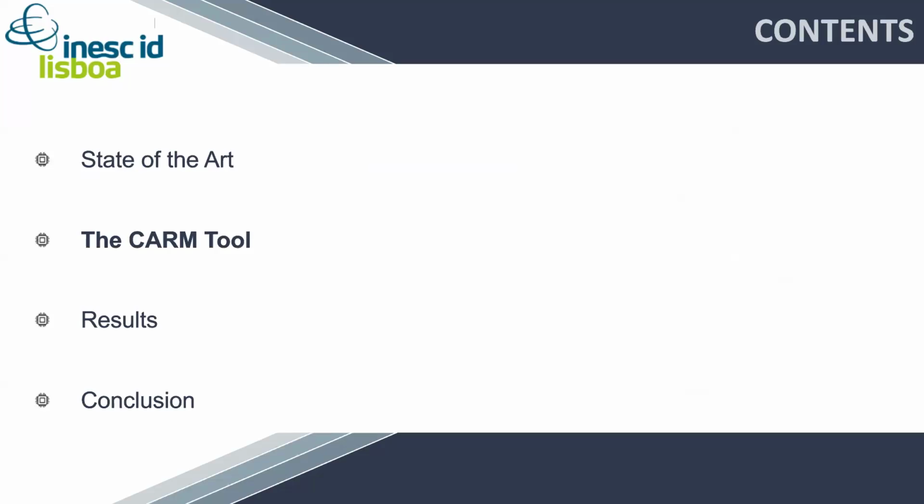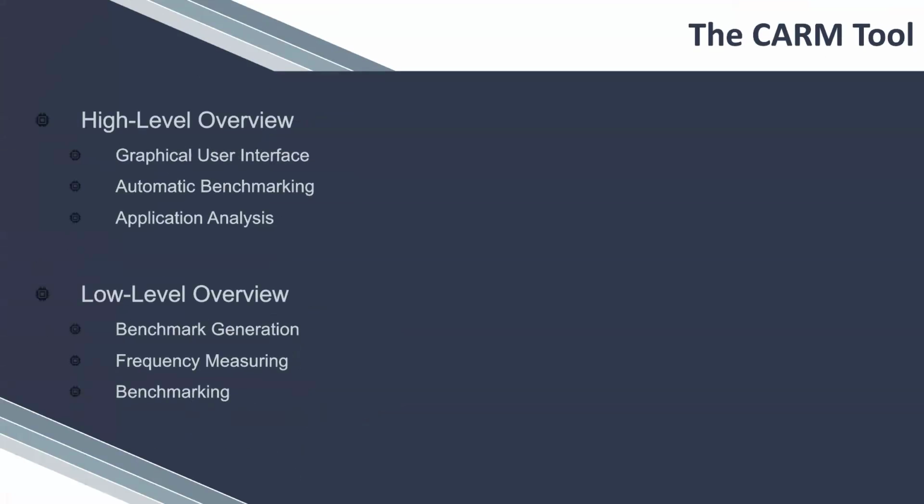So now moving on to the next section, where I'll present the CARM tool itself. I'll also switch from the slides sometimes to show different features of the tool live. Here I'll give you an overview of the CARM tool, starting with a high-level view of its functionalities, like the graphical user interface, automatic benchmarking, and application analysis. And then with more detail on some important parts, like the benchmark generation, frequency measuring, and the benchmarking itself.